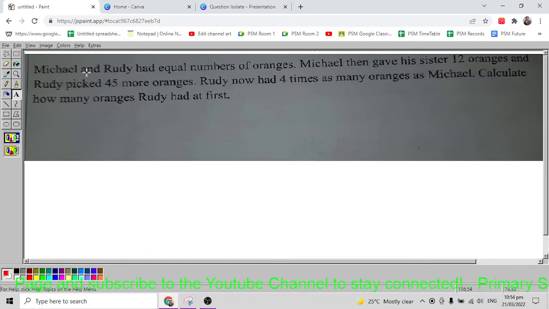It says Michael and Rudy had equal numbers of oranges. Michael then gave his sister 12 oranges and Rudy picked 45 more oranges. Rudy now had 4 times as many oranges as Michael. Calculate how many oranges Rudy had at first. So I'm going to read it again because I really want to understand it. Reading it again twice would help.